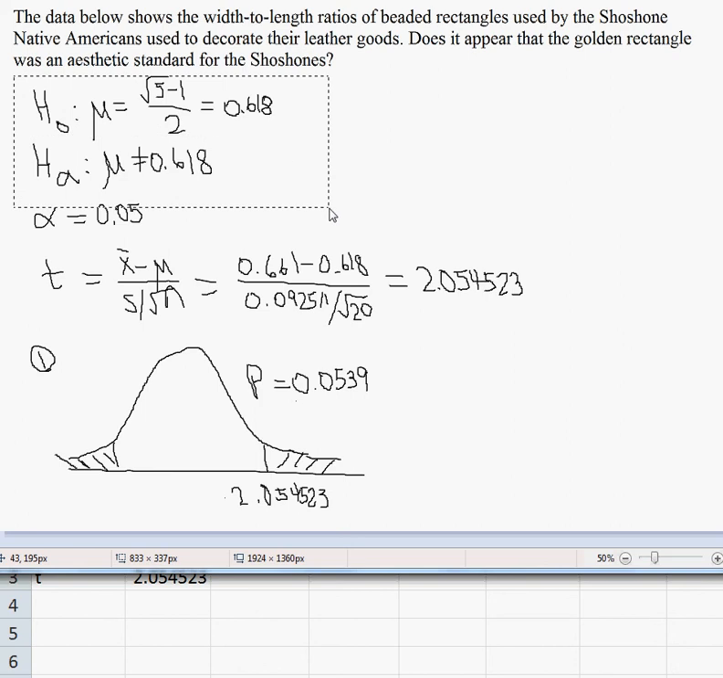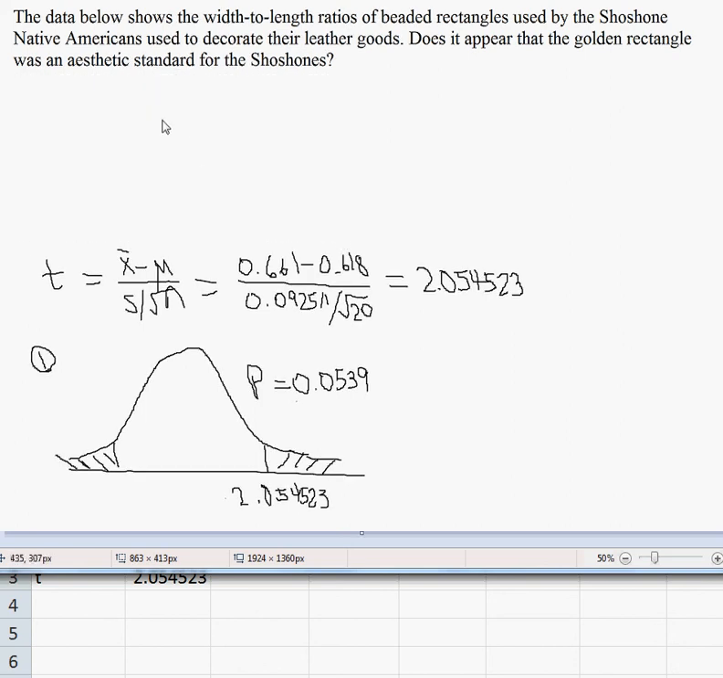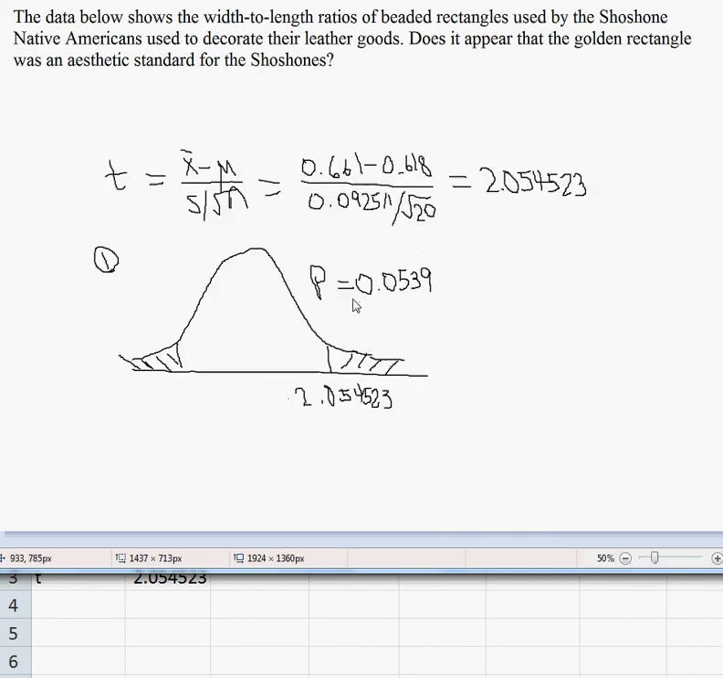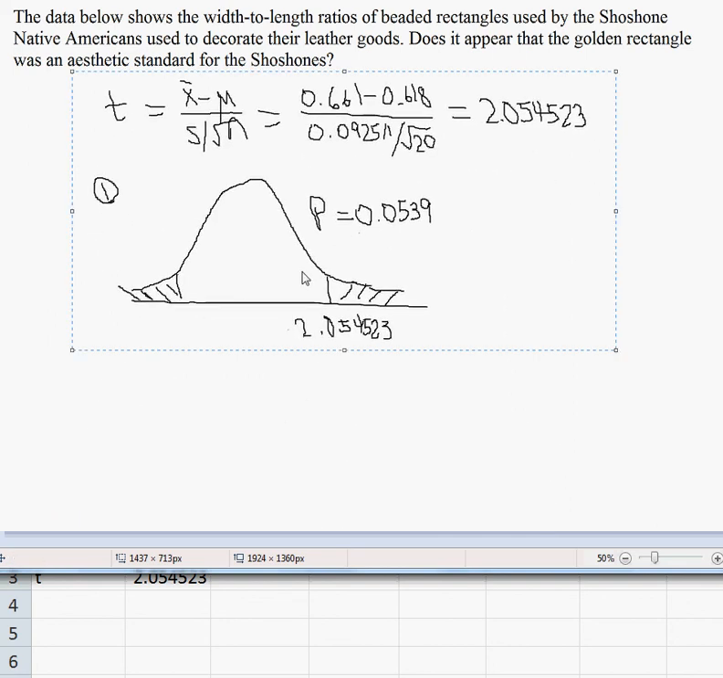The second way that this problem could be done is by looking at the critical values. So let me lift this up to the top.